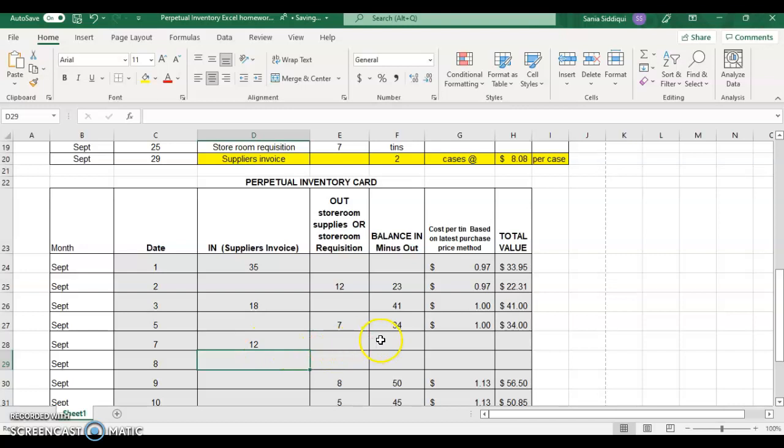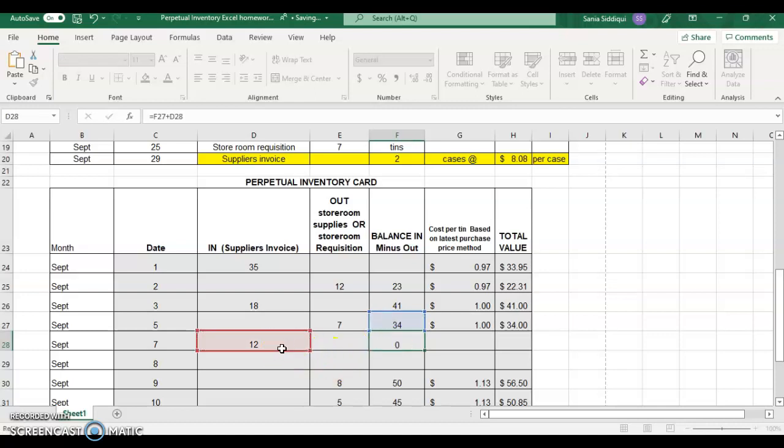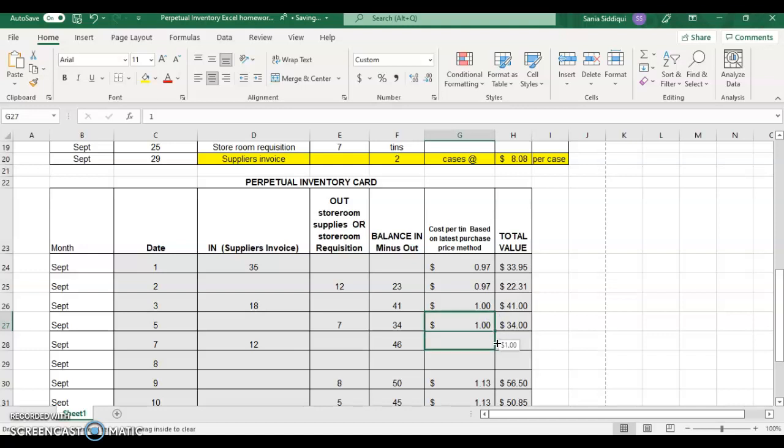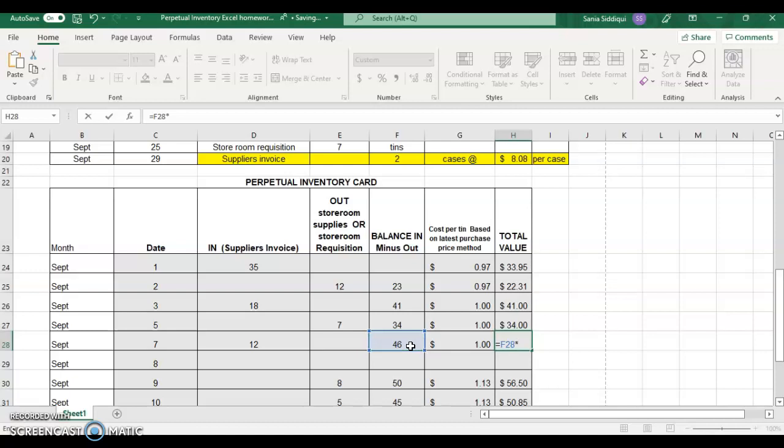And the balance would now be 34 plus 12, which is 46. Now again, the latest purchase price doesn't change, so we can just pull down the $1. Now in order to figure out the total value, we take the 46 and multiply it by $1. And it gives us $46.